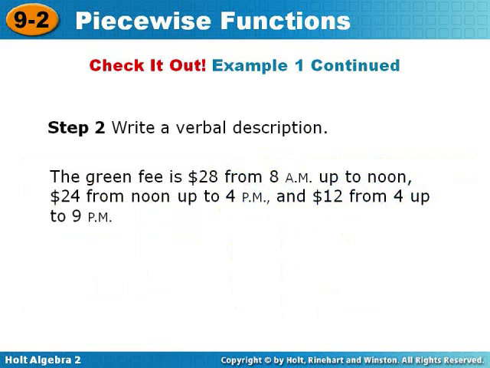The only thing they've asked you to do for this Check It Out is to do a table and a verbal description. The table you did, hopefully on your own, just fine. You may have had to make a couple little changes. And now is your verbal description. The green fee is $28 from 8 to noon, $24 from noon to 4, and $12 from 4 to 9.